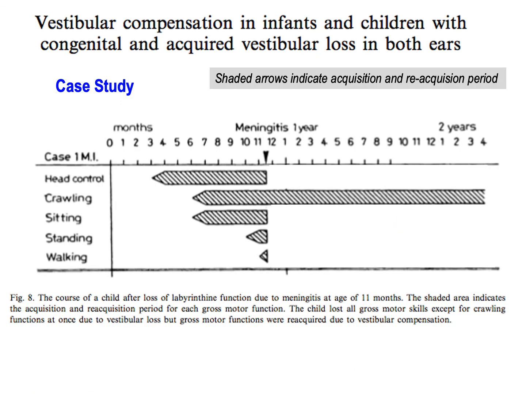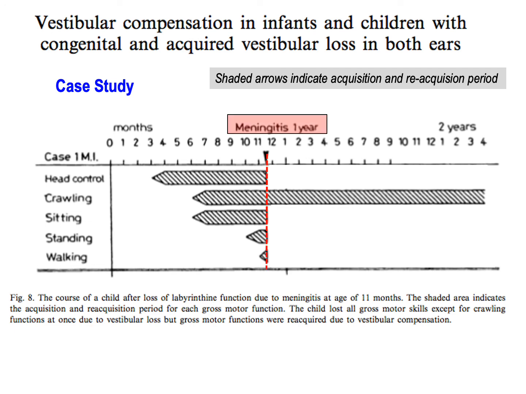So for our final case study today, I wanted to highlight one particular case that was discussed within that journal article. This was a child that lost their labyrinth function due to meningitis at the age of 11 months. It's a bit of a confusing graph, but I'll take you through it. This was just a single child. Onset of meningitis was at about 11 and a half months for this child.